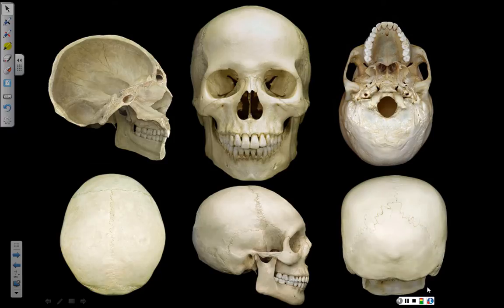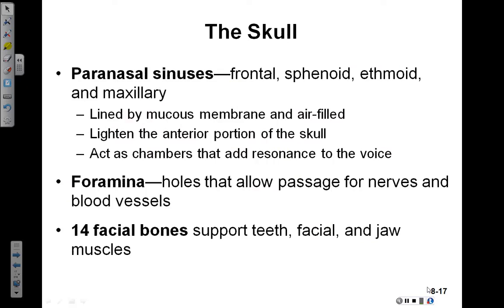This is like the spine of the mandible right here. Okay, paranasal sinuses. You have frontal, sphenoid, ethmoid, and your maxillary. Lined by mucous membrane and air-filled, lining the anterior portion of the skull, they act as chambers that add resonance to the voice. Now, you know the mucous membrane secretes what? Mucus, right? We talked about it in chapter 5. Okay, on page 240. So guys, we have 4 sinuses.